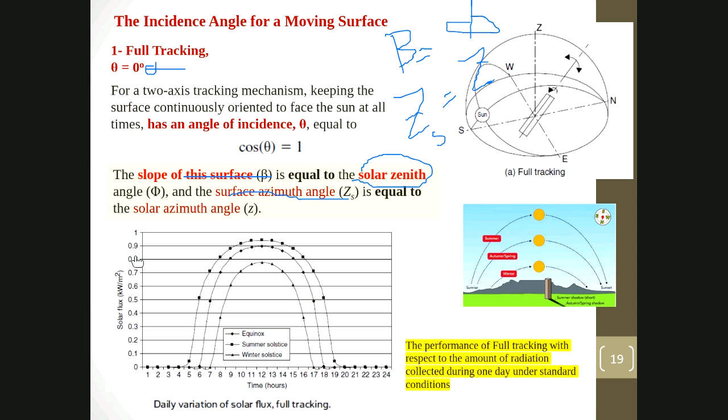This is the output. As you see here, the first one is for summer solstice, the maximum output. Then the second one is for equinox, and the third for winter solstice. That is the full tracking, which we have already found. The other one, as we said, is single tracking. For single tracking, what theta equals depends on the axis.